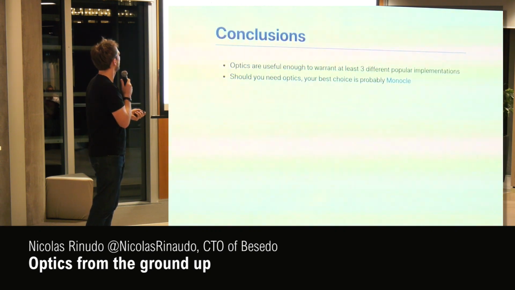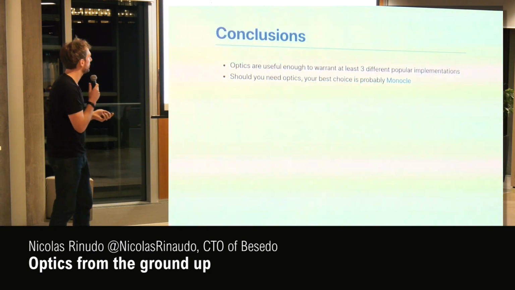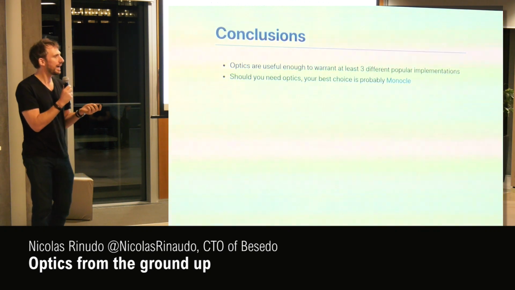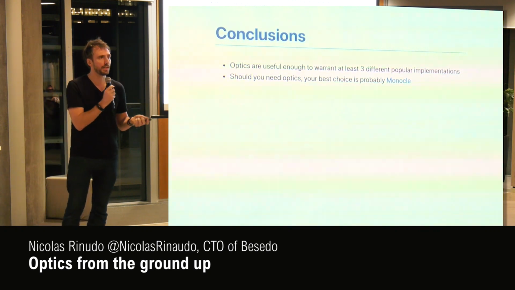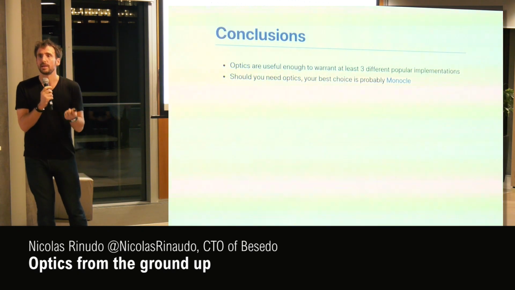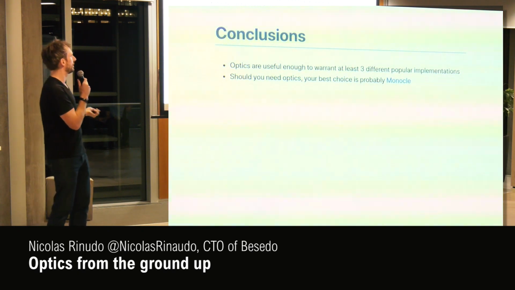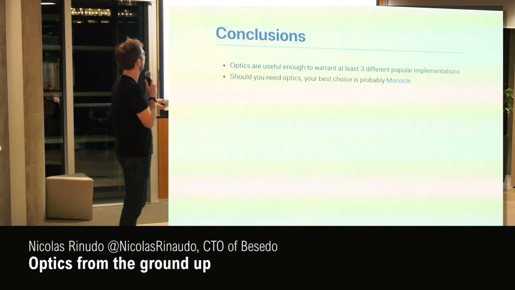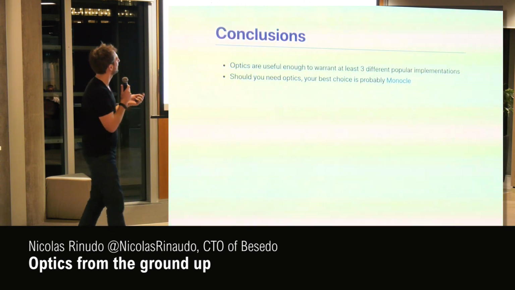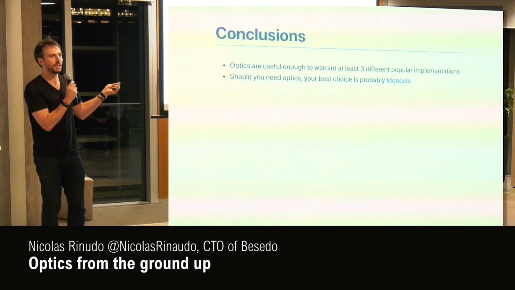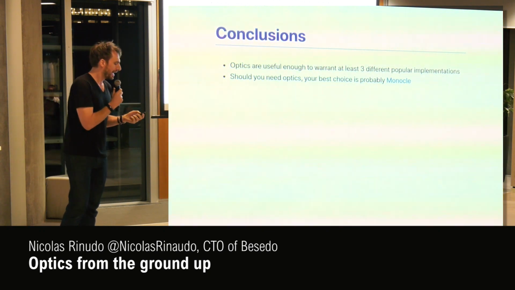And in conclusion, optics are useful enough that we have 3 different popular implementations in libraries that everybody has probably heard of. Scalaz because it's Tony Morris, and the other ones because they're actually good. And if you need optics, you go for Monocle. It's the best implementation I know of.